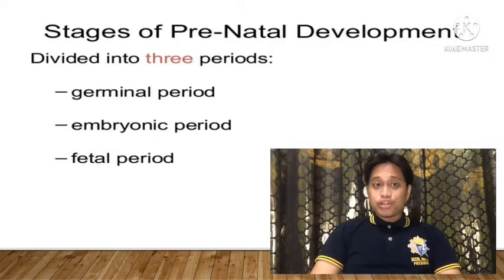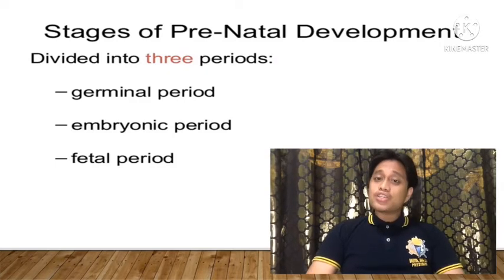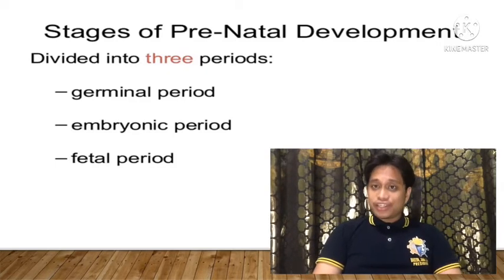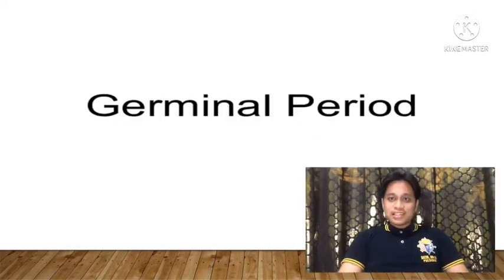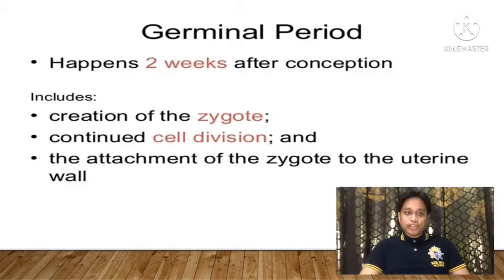So, the stages of prenatal development. As you can see, the stages are divided into three periods, namely the germinal period, the embryonic period, and the fetal period. Let us now tackle the germinal period. The germinal period happens 2 weeks after conception.